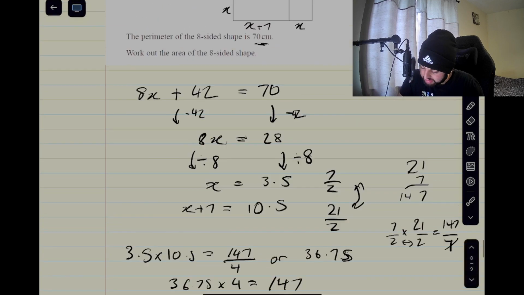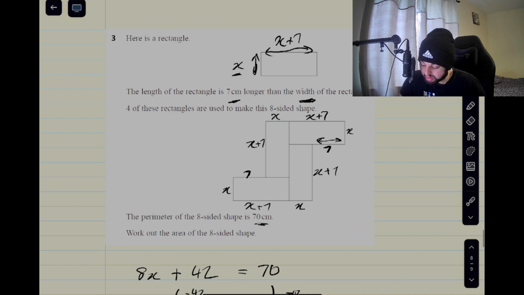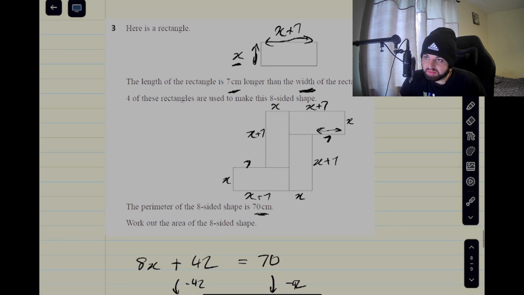So yeah guys, this is the question. This is 5 marks, which is a chunky question. And it was so easy to solve.